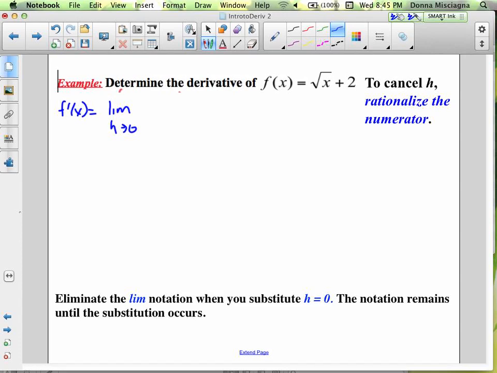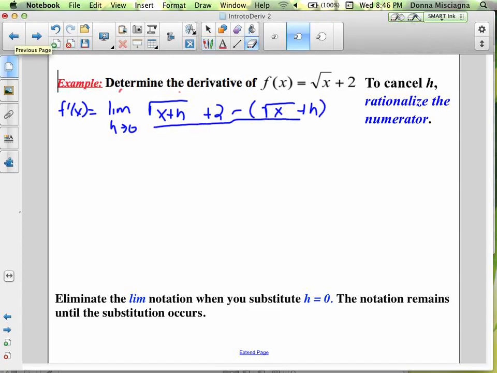I didn't write the equation on this, so I think we're okay without me writing it. We just plug in an x plus h for the x. So that's going to be the square root of x plus h, and then there's plus 2. And then we're subtracting the square root of x plus 2, all divided by h.